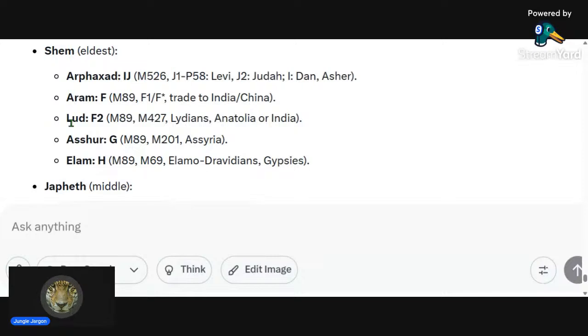So I've got to remember which letter designation is for each one. Aram is M89, Lud is M89, but it's 427. It's its own lineage. Asher is G, M89, but its own lineage, M201, Assyria. Elam is M69. It's Elam Dravidian, okay.